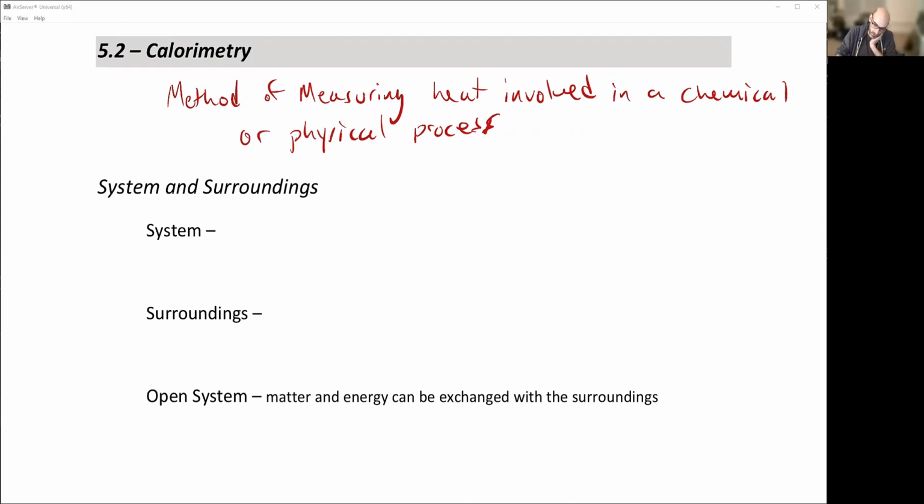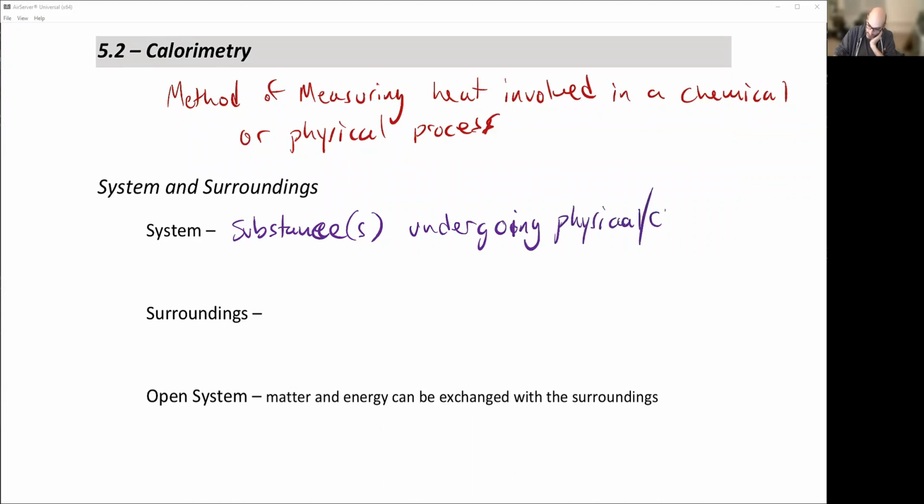So the system is a substance or substances undergoing the physical or the chemical process. So the thing that's undergoing the actual reaction that's happening. Sometimes the boundary is pretty undefined. When you run a reaction, let's say in a solution, it's happening within the solution, like small little pockets within the water, let's say. So the water being all of the other matter present.